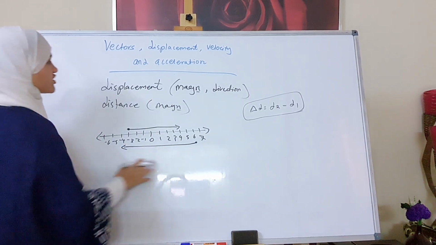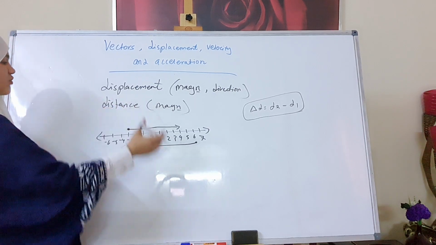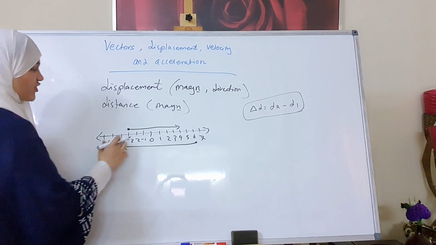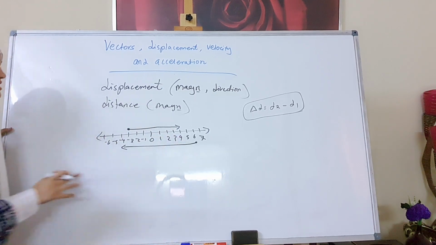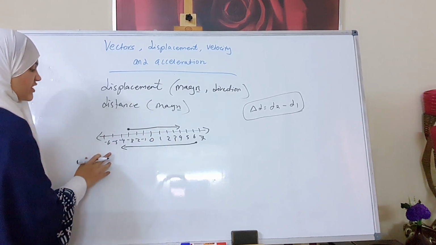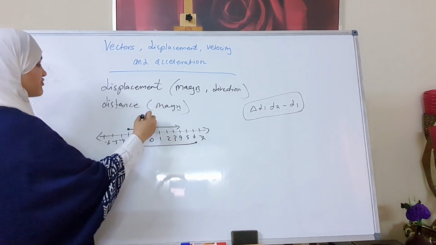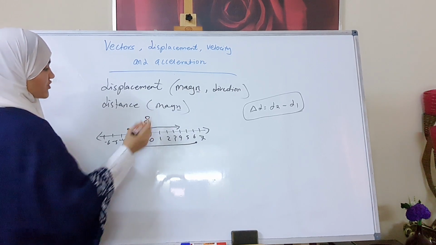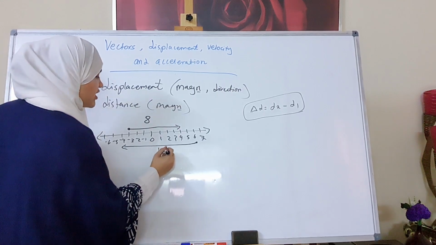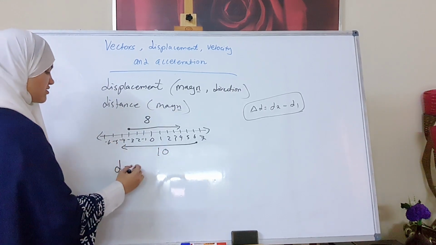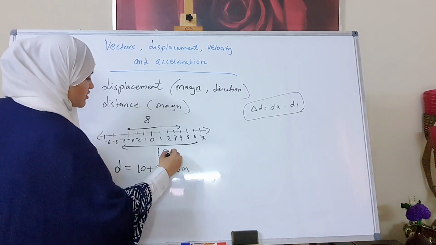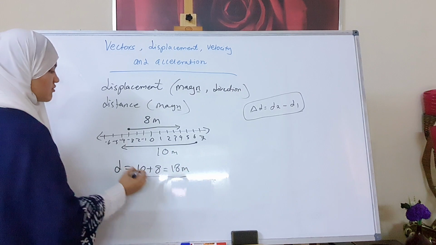So first, let's solve for the first one. What do we have here? Negative 4 and 4, right? So the distance here is just adding both distances together. Like 4 plus 4, what do we have? It's just 8, right? And then 6 plus 4, what will it be? 10. So that means the distance is equal to 10 plus 8, that means it will be 18 meters.